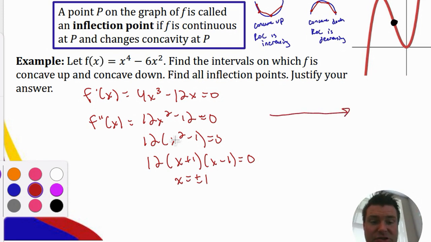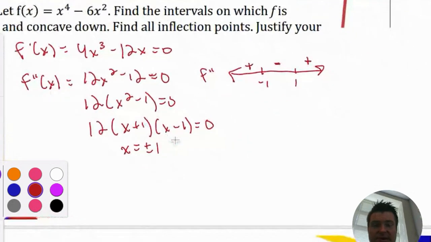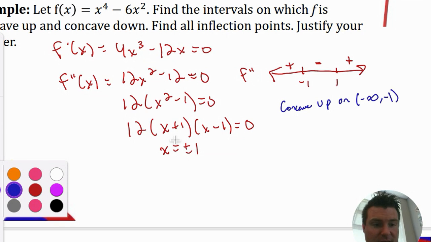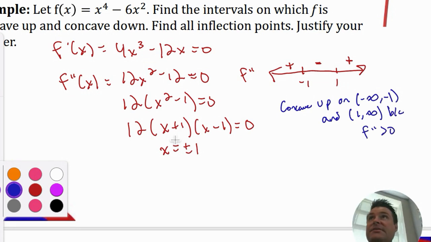So I'm going to make a sign chart of f double prime. I'm going to plot these points on there. Since this is an upward parabola, our right end behavior is going to be positive on my sign chart, and we're going to change signs at 1 and negative 1. So you can tell here where we do have a change in concavity, and you can tell when we're concave up and down. So we are going to be concave up on the intervals from negative infinity to negative 1 and 1 to infinity. That is because f double prime is positive.